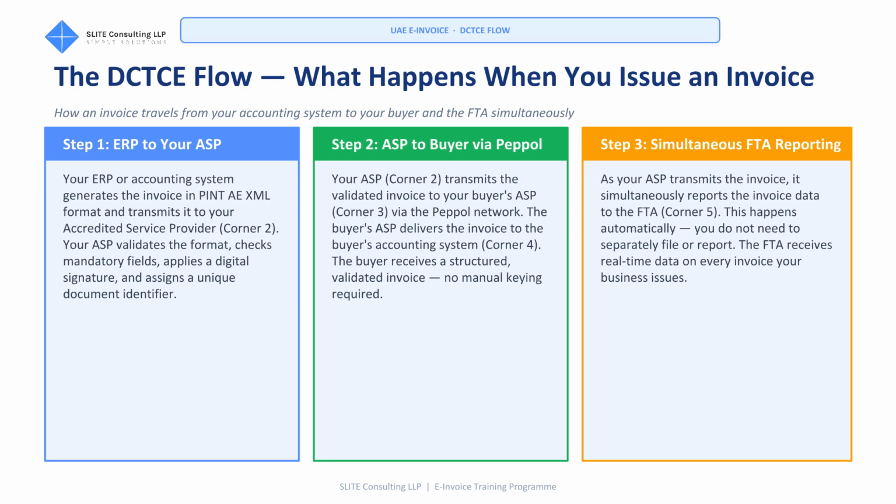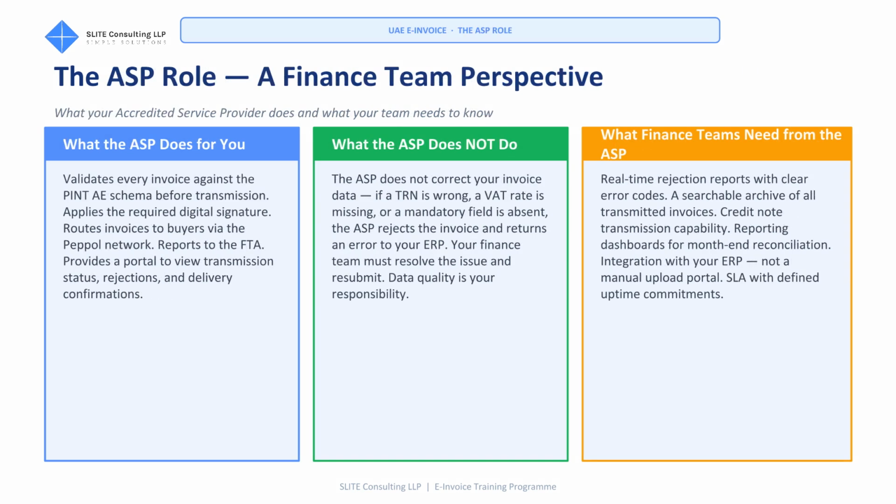The whole exchange happens in seconds, and your only direct interface is with your own ASP. PEPPOL routing and FTA reporting are handled invisibly. That is the architecture. The next slide explains what your ASP is actually doing for you and where its responsibility stops. What your ASP does, and equally important, what it does not.